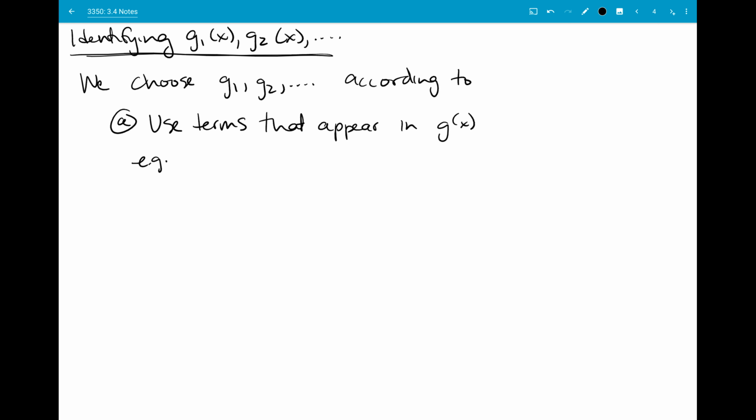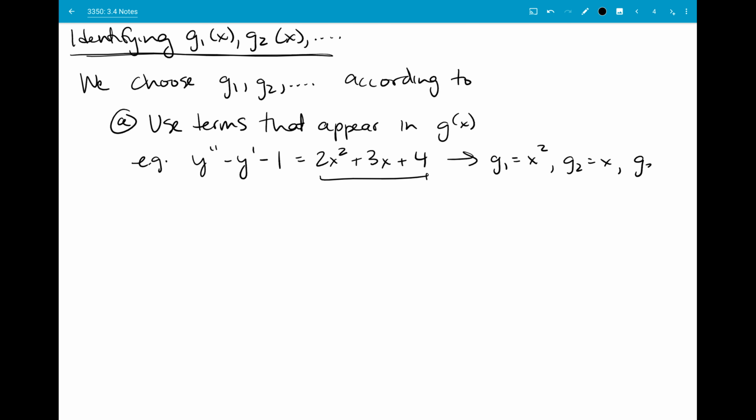So for example, if we had y double prime minus y prime minus 1 equal to 2x squared plus 3x plus 4, this is our g of x. And so I just want to pick all the terms that show up in g of x. So I would say, okay, g1 is x squared, g2 is x, g3 is 1. That has all the functions of x that belong on the right-hand side of that equation. And you'll see that in the example that we do next.